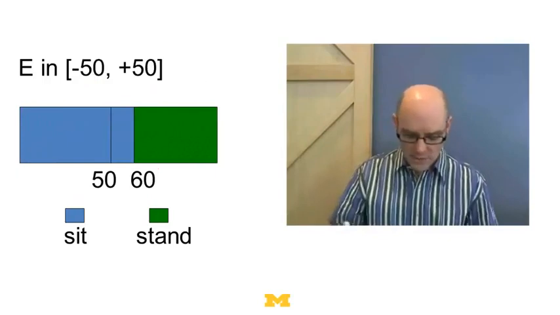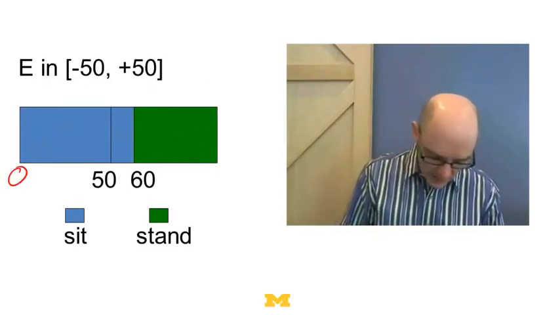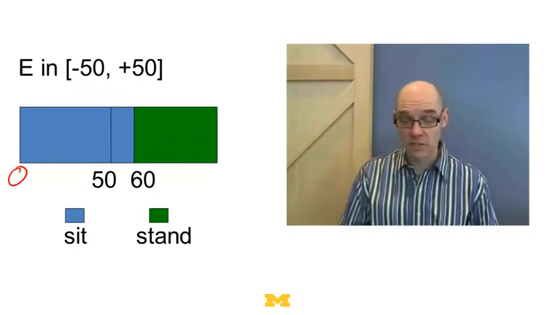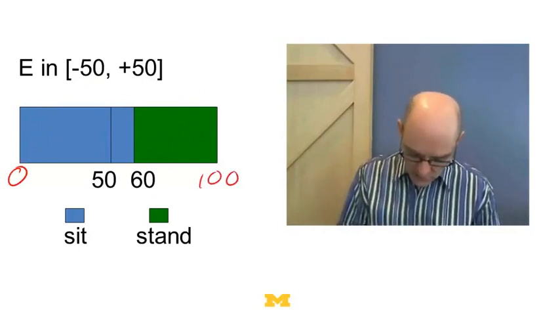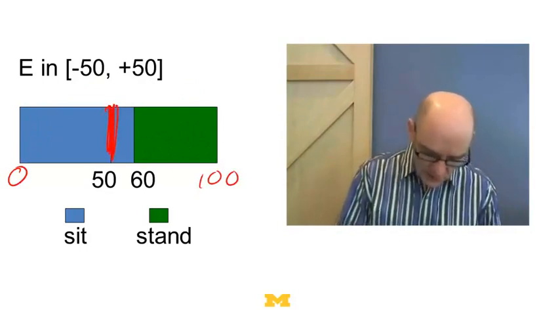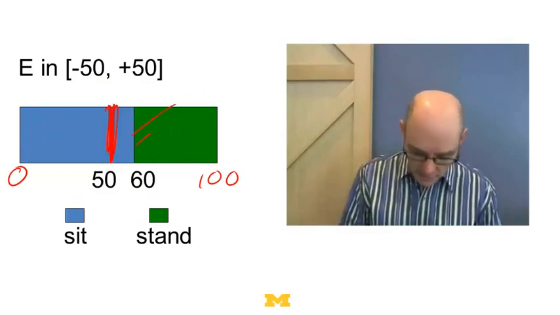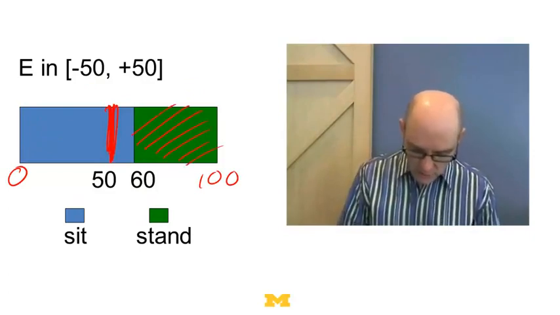But now let's increase the variation. Let's suppose the variation goes from minus 50 to 50. Well, now the people with an error of minus 50 are going to give it a score of 0. And the people with an error of plus 50 are going to give it a score of 100. Once again, the average score is still 50, so that's less than 60. So the average person doesn't stand up. But here, all these people stand up.